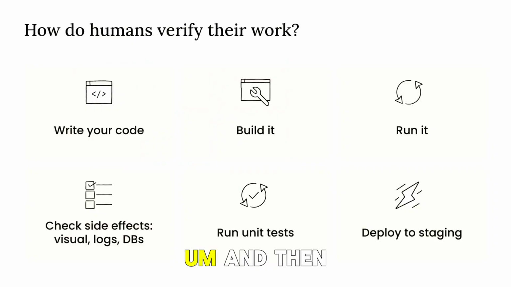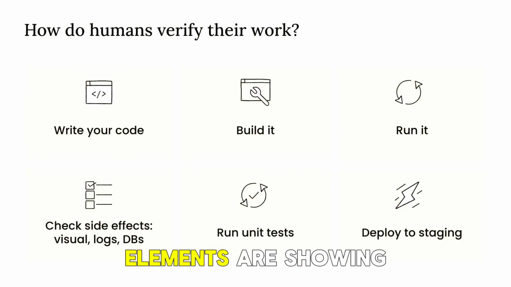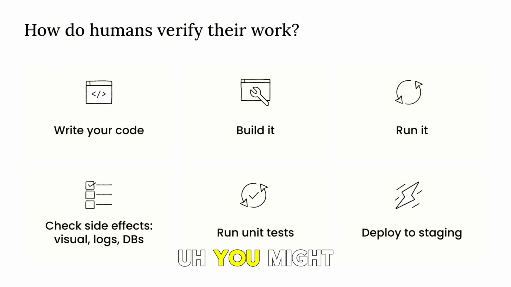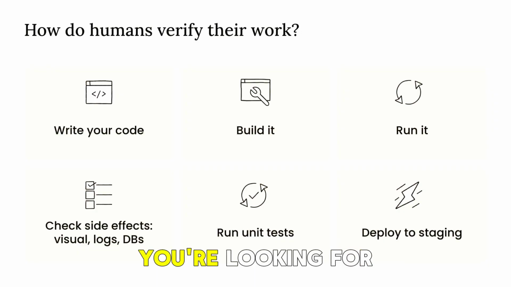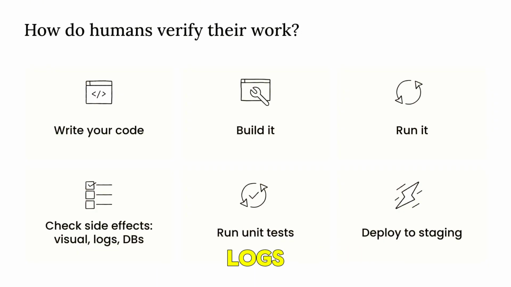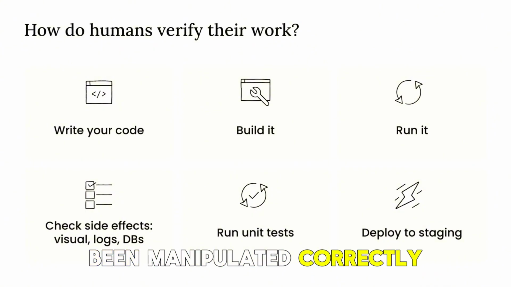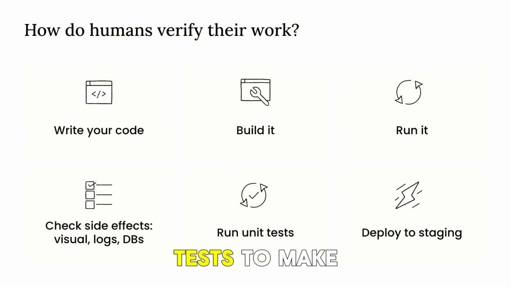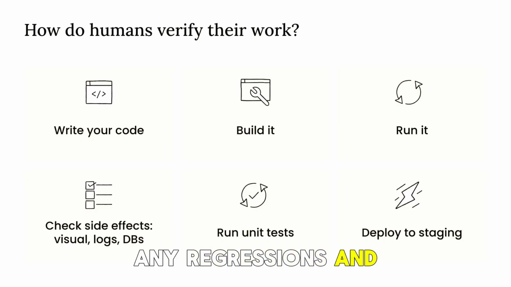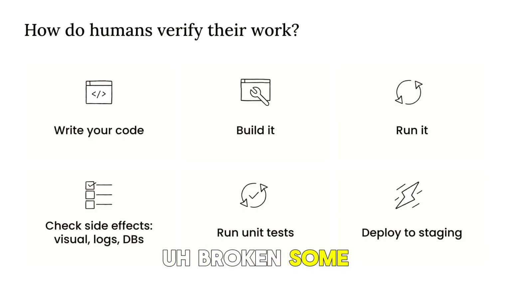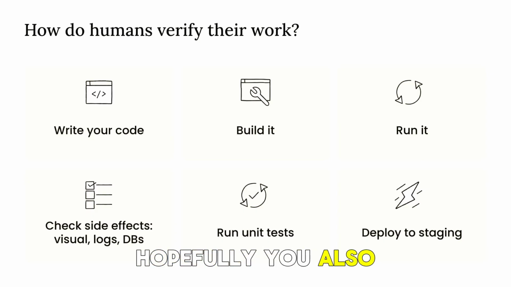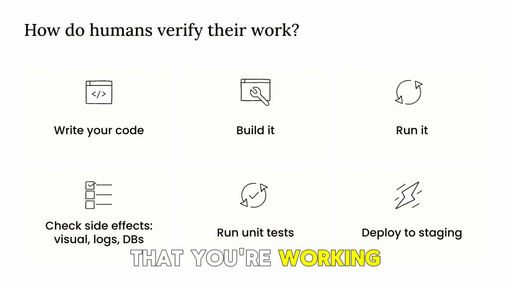And then you might check for side effects. So if you're running a web server, you might spin up your browser, and you might see if the UI elements are showing up in the correct place. You might even look for logs to see if a specific log that you're looking for is present in your logs. Or you might check the database to see what the state is and if state has been manipulated correctly. And then hopefully you'll run unit tests to make sure that you haven't made any regressions and your feature hasn't broken some other feature. And hopefully you also added new unit tests for the thing that you're working on.